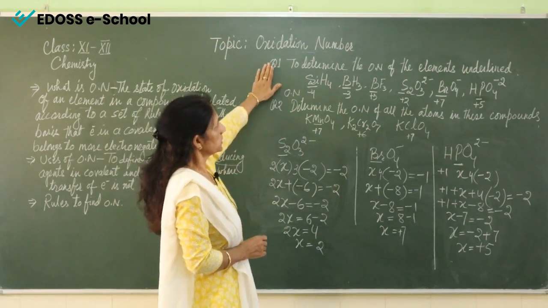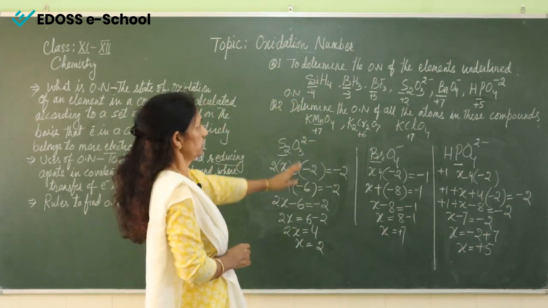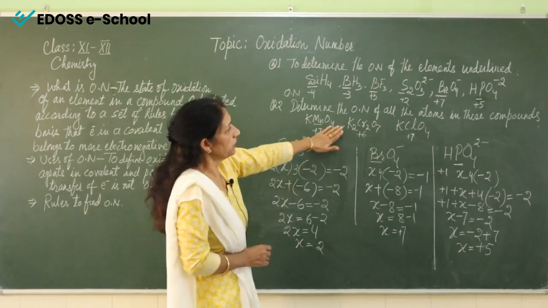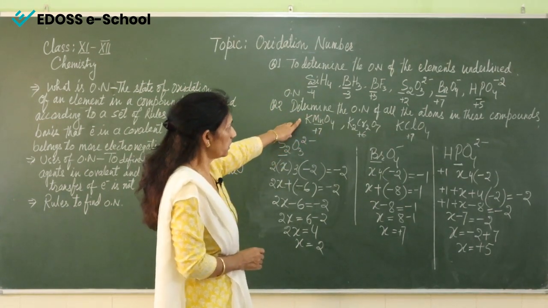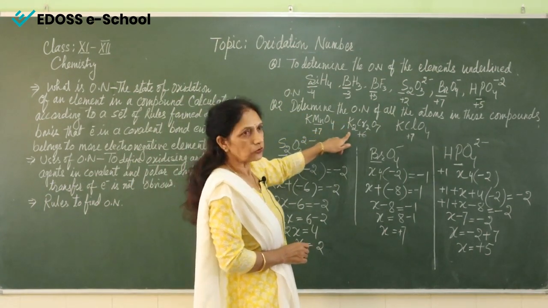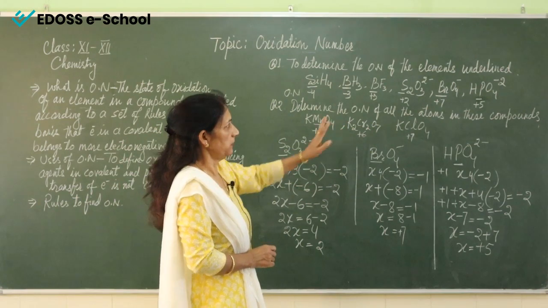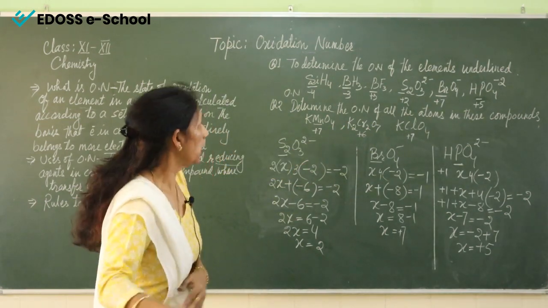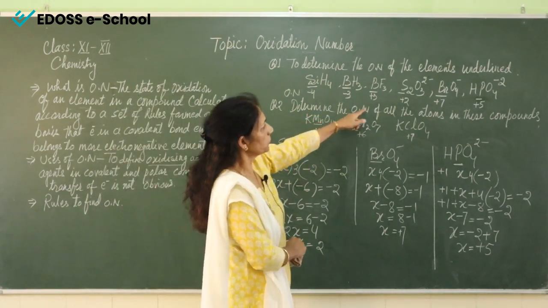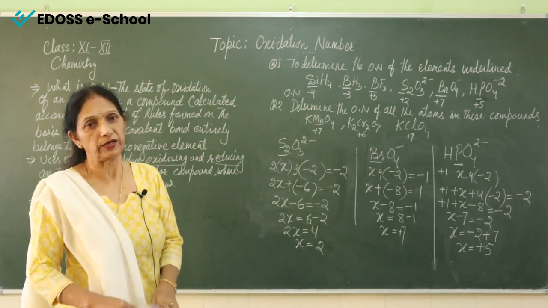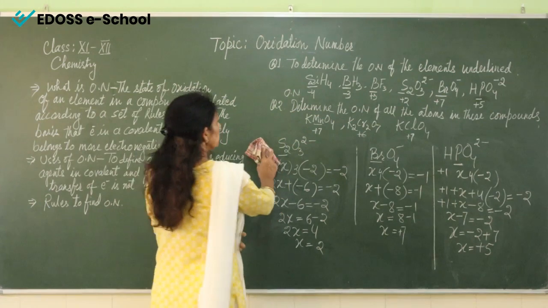Now these were the simple molecules. Okay. Now I have written here 3 compounds: potassium permanganate, K2Cr2O7 and KClO4, potassium chlorate and potassium dichromate. Now if you have to determine the oxidation number of all the atoms in these compounds, how will we have to find it? Now see here.